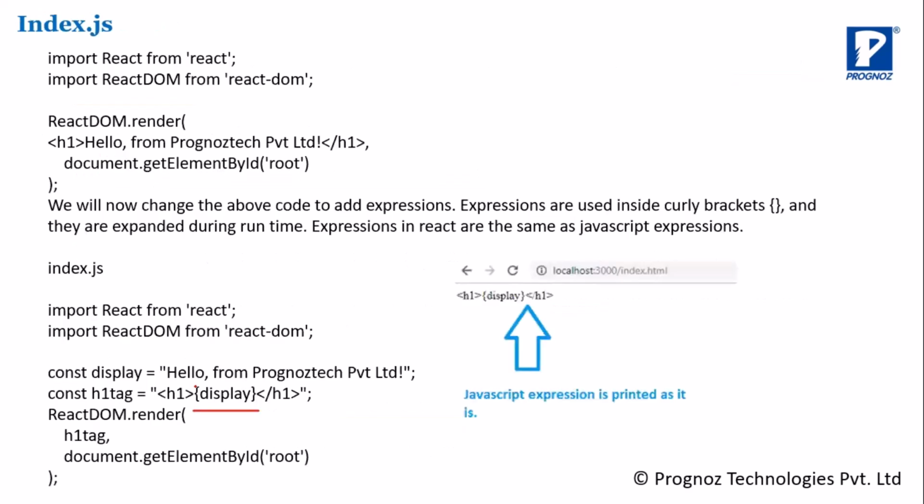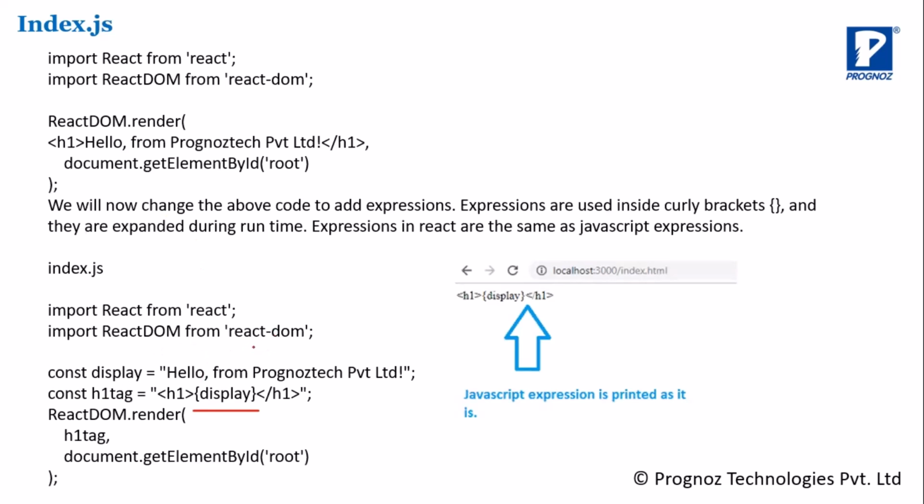And if you want to represent some sort of message or value, we can use an expression in JSX, and that is always represented with a single curly bracket. So you have to just remember it.